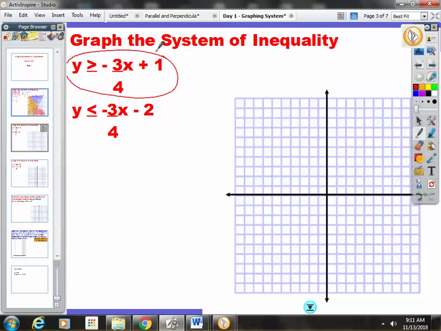So first inequality, the y-intercept is at 1, so put it out at 1 on our y-axis. The slope is negative 3/4, that means down 3 and right 4. Down 3 and right 4. And also go up 3 and left 4. Up 3 and left 4. Will we use a dashed or solid line for this one? Solid line.